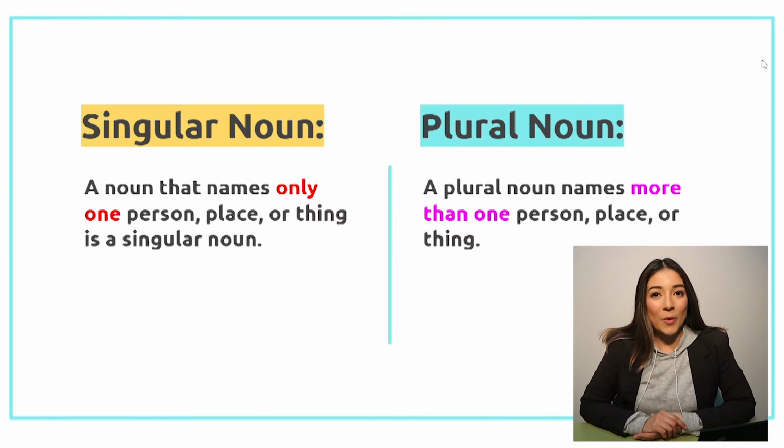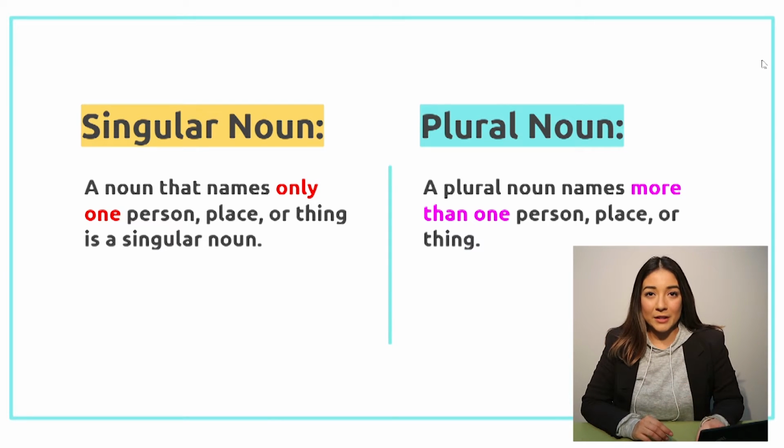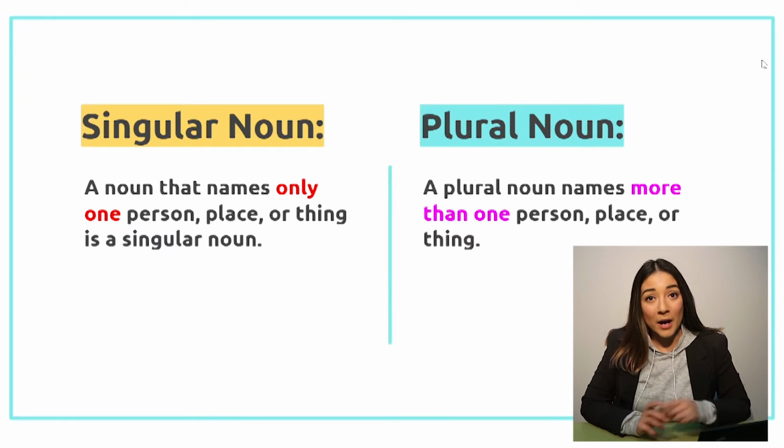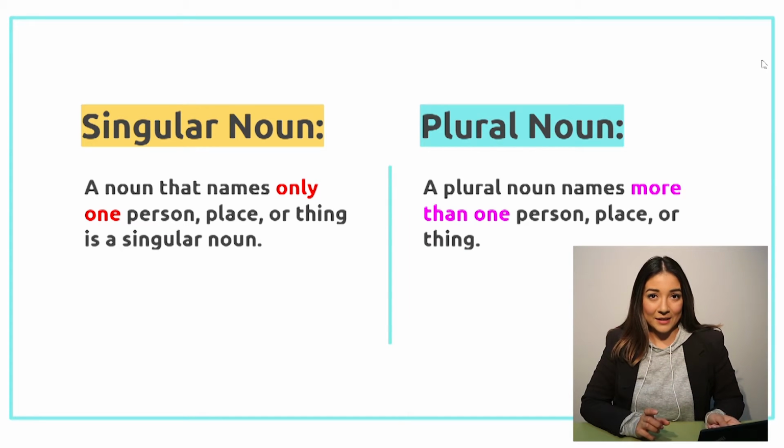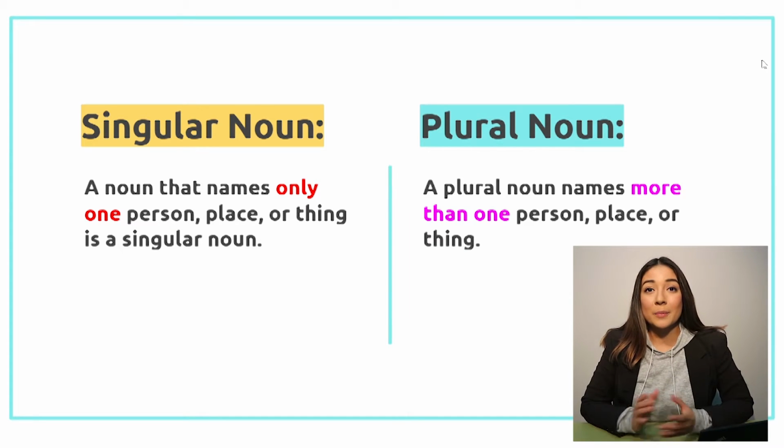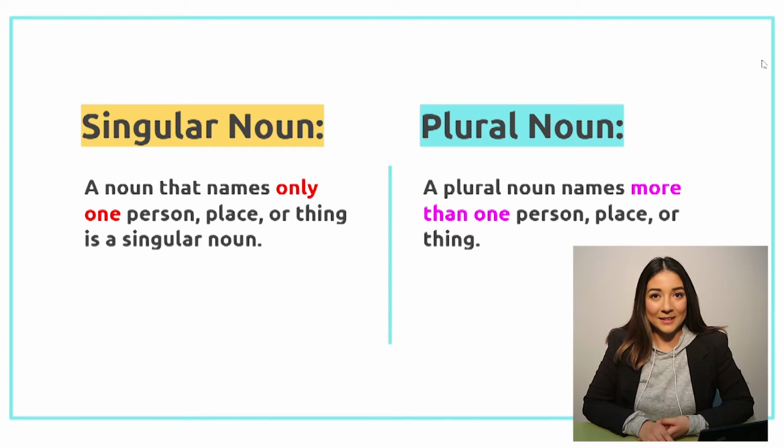A noun that names only one person, place, or thing is called a singular noun. A noun that names more than one person, place, or thing is called a plural noun. So when we refer to a singular noun, we are referring to one person, place, or thing. When we are referring to the plural noun, we are referring to more than one person, place, or thing.